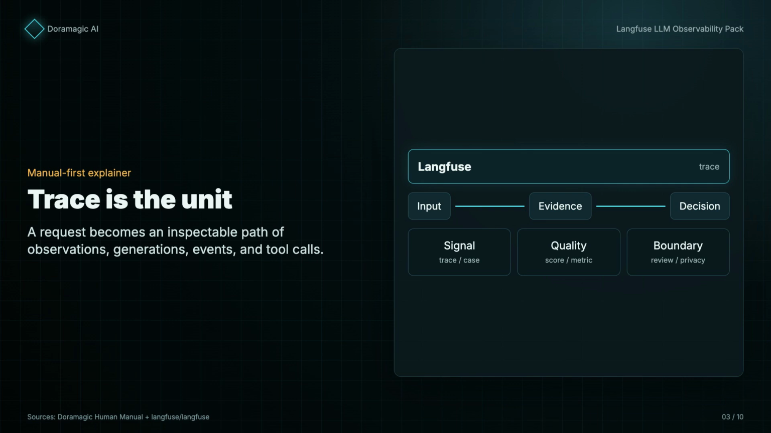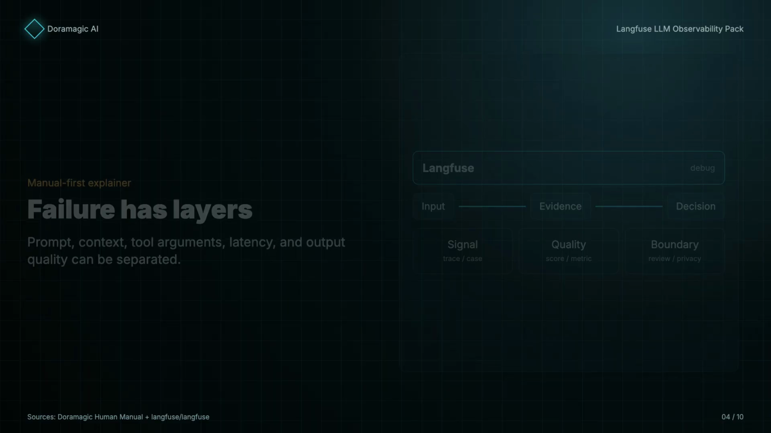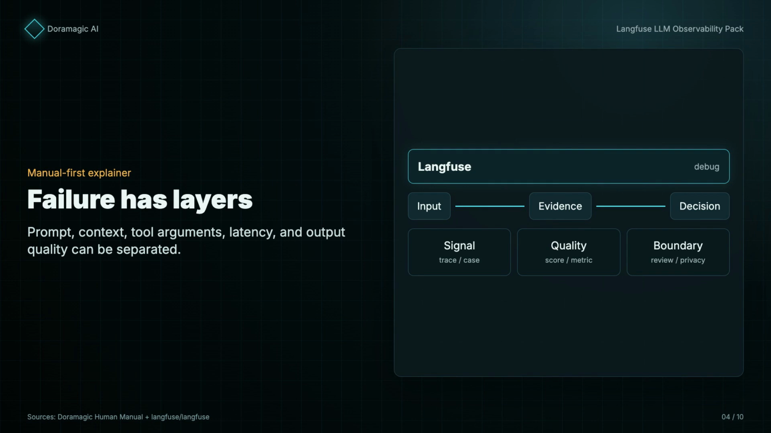A bad output might come from a weak prompt, missing retrieved context, a tool call with the wrong argument, a slow dependency, or a model response that drifted from the expected style. Langfuse gives teams a place to inspect those layers instead of arguing from screenshots.